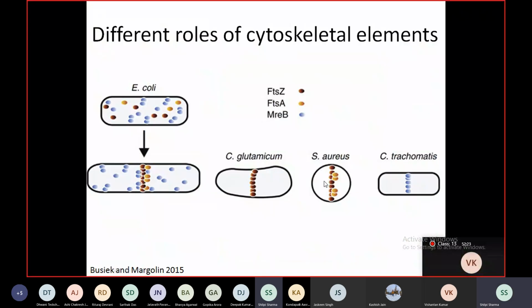Then, this is just to show you the typical localization pattern of some of the important proteins involved in cell division, FtsZ, FtsA and MreB, in different kinds of bacteria. So, for example, in E. coli, you would see these three distributed across the cytoplasm in a cell which is in the pre-divisional state, while in the divisional state, this is how you would see the association.